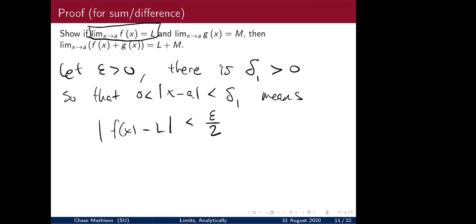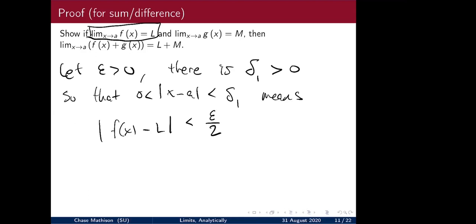Okay? But I'm allowed to do that because if someone had come in and said, instead of epsilon, find delta so that f of x is within epsilon of L, they could have come in and said epsilon over 2, and I still could have found a delta. So you're allowed to. That's why I'm allowed to say this.